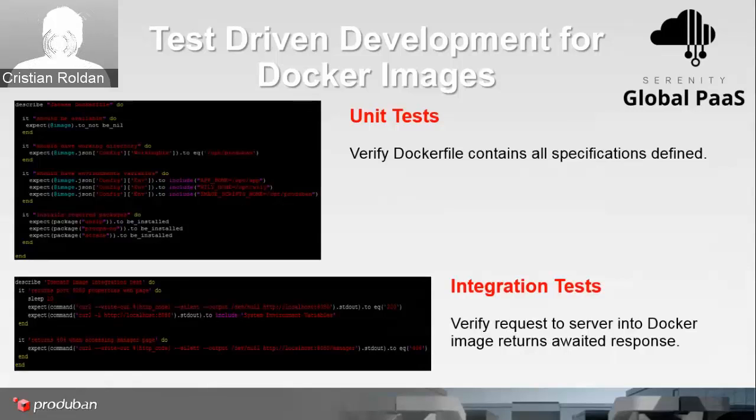And the integration test verifies that a request to the server in the Docker image returns a valid response. For example, in the Docker Tomcat 8 image, we are checking that on port 1880 we're exposing a default application that returns the system environment variables. And also, here, we verify that you can access the Tomcat management deployment body. Okay, let's go to the real world.